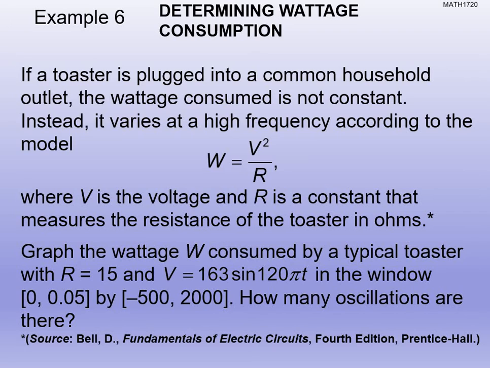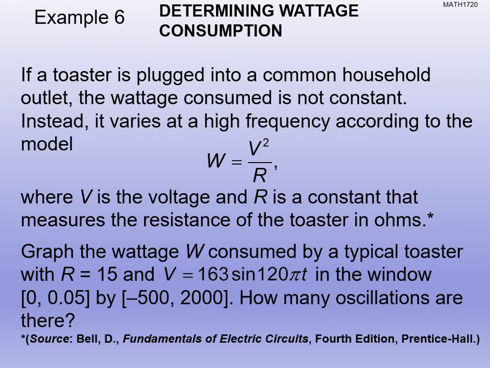Okay, so the graph, we can take a look at wattage consumed by a typical toaster. We're going to assume that resistance is 15 ohms, and the equation for voltage is 163 sine of 120 pi t. We can graph that in your calculator and take a look at it in the viewing window, 0, 0.05. That's your x minimum, and then you have your y minimum and max, and your other x and y. Those are the windows that you're changing for this.